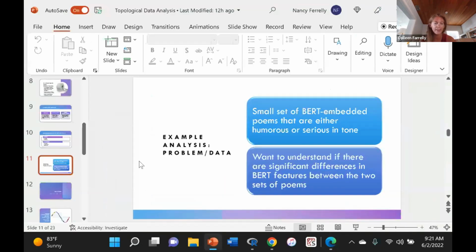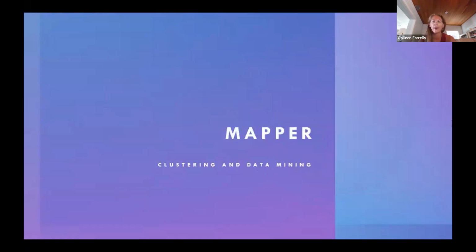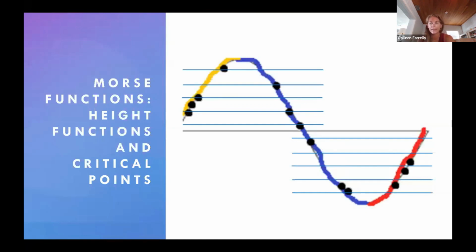Let's go back and look at our next tool, which is the mapper algorithm. So this can be used for clustering and data mining. This is based on Morse functions. So in a technical sense, there are a lot of conditions that need to be met for a function to qualify as a Morse function.